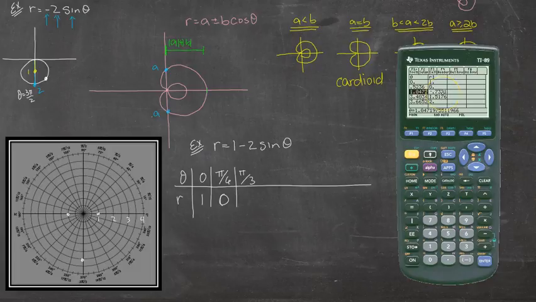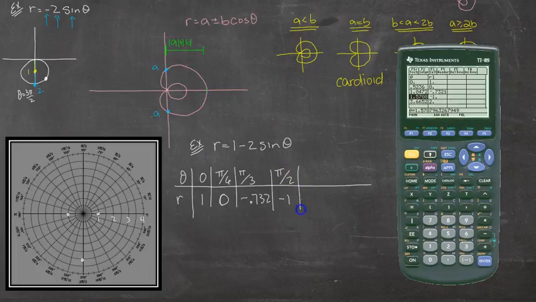And that's negative 0.732. Move on up to pi over 2. Oh, I need to press enter, don't I? You know, watching somebody use a calculator, tedious.